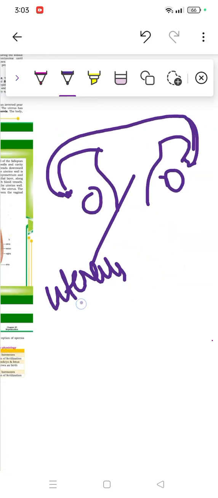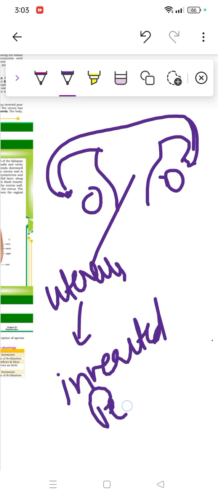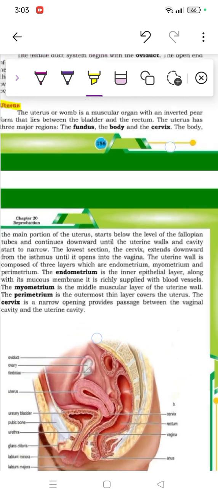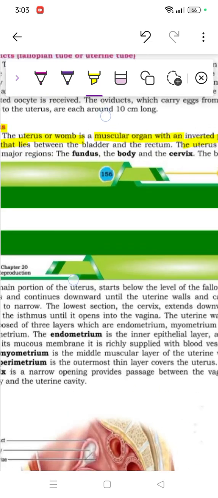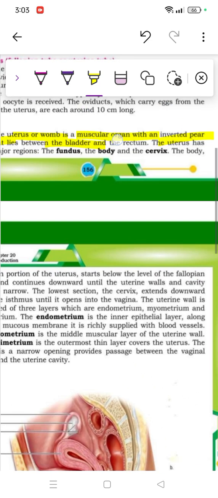Yes, the first thing you will say about the uterus is that it has an inverted pear-like shape. So you can see this will look like a pear. Here comes the uterus, which is where the birth of any child is going to happen. For 9 months during the pregnancy period, the baby is lying over this region. The baby is supposed to stay in this womb-like structure, which is a muscular organ with an inverted pear shape, which lies between the bladder and rectum.